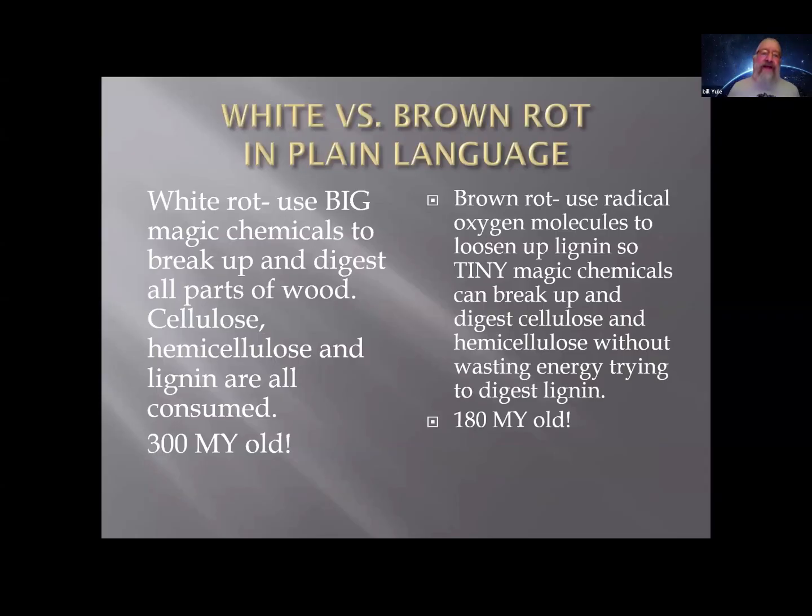All right, so white rot versus brown rot in plain language. White rot uses big magic chemicals, those peroxidases, to break apart and digest all parts of wood: cellulose, hemicellulose, and lignin. And brown rot and white rot is more than 300 million years old. It probably started with chytrids closer to 400 million years ago, and then gradually changed over time. And the modern version of white rot probably arose around 300 million years ago.